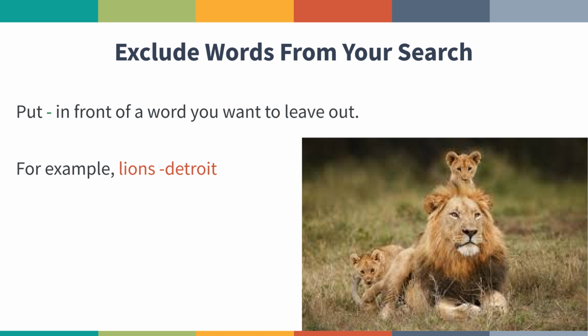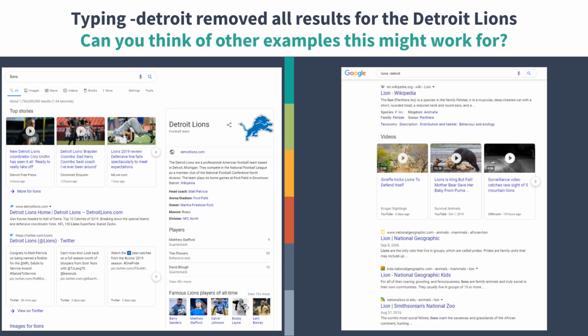A few more tips and tricks, I'll go through these kind of fast. If they want to exclude a word from the search, they can put the minus sign in front of it. So if they wanted to search Lions, if I just type in Lions, I get a lot of stuff about the Detroit Lions. If I type in Lions minus Detroit, I just get stuff about the animal.